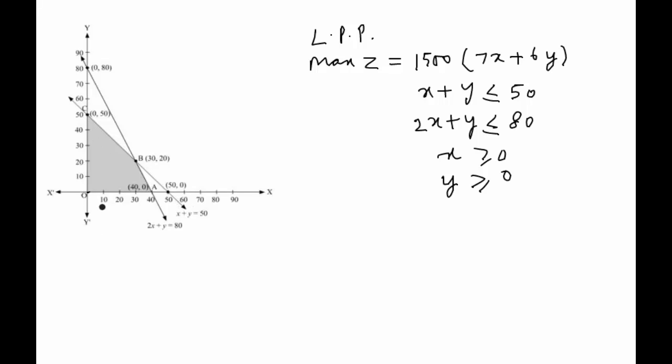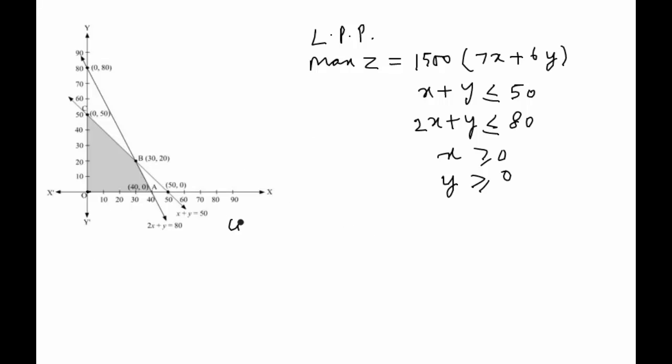The first intersection with the axis is the origin point, that's 0, 0. The second point is 0, 50. The third point is 40, 0, and the fourth point is the intersection of the two lines, that's 30, 20. Since we had x plus y less than or equal to 50 and 2x plus y less than or equal to 80, always shade the region towards the origin. So the common region is this gray area represented by the quadrilateral O, A, B, C.